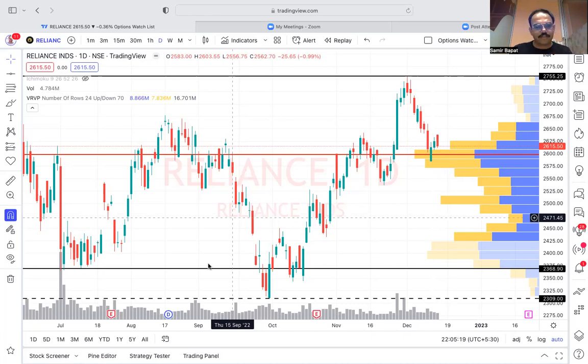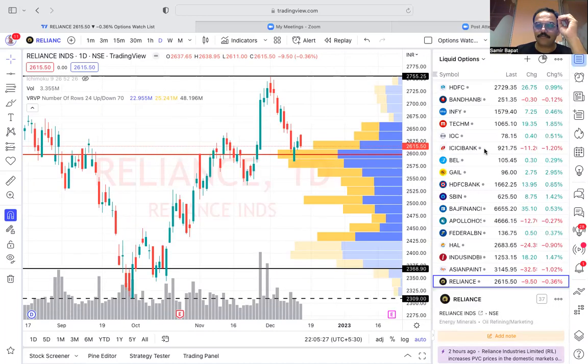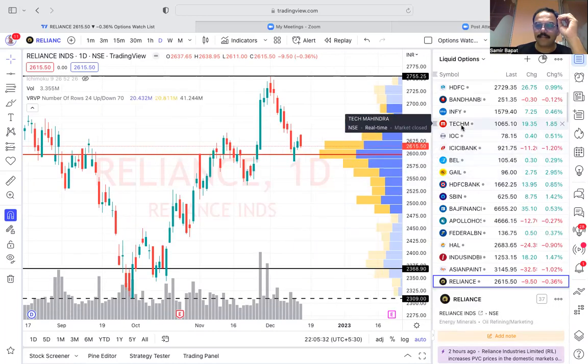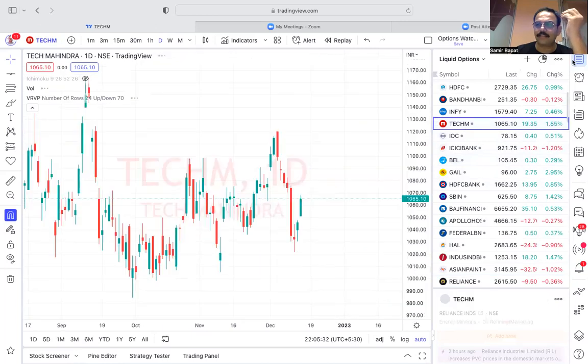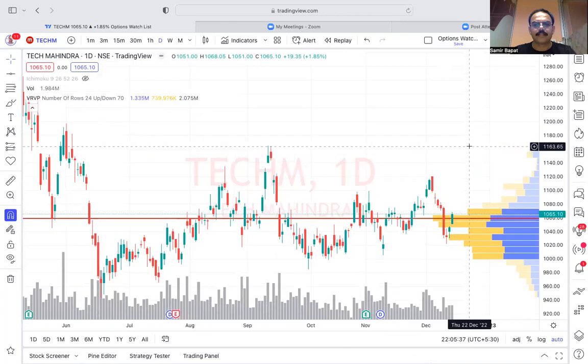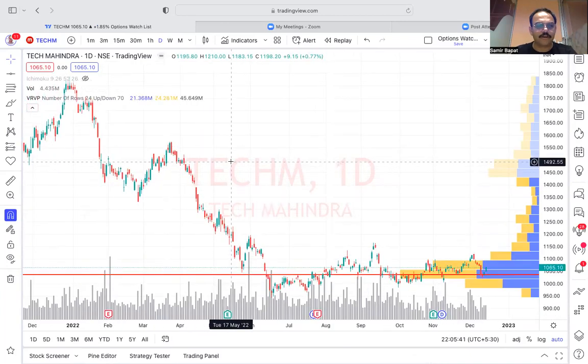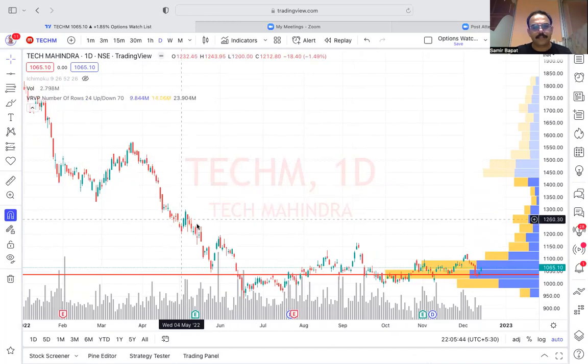Okay, so we have understood the profile. We have understood how to identify where to buy and where to sell. So let's take some more examples. See, one example which is running very nice. There's a lot of accumulation happening in this stock. See here, this Techem stock went down from here to here.